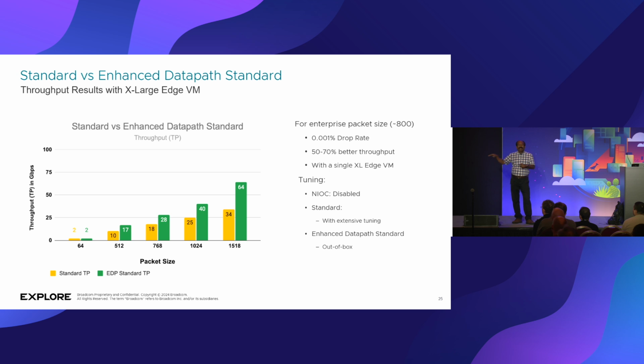The 64 gig, there is no tuning at all. And this is with a single edge VM. When you have two edge VMs, of course, it goes beyond that 100 gig, right? And this is true across the board, except you might notice the 64 bytes is not the same case.